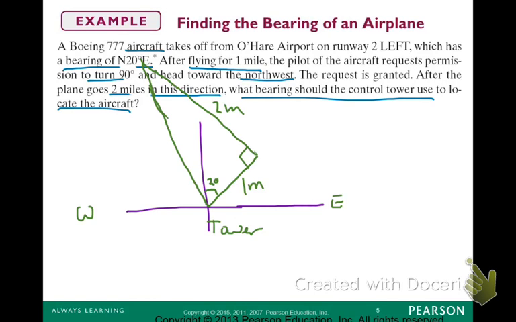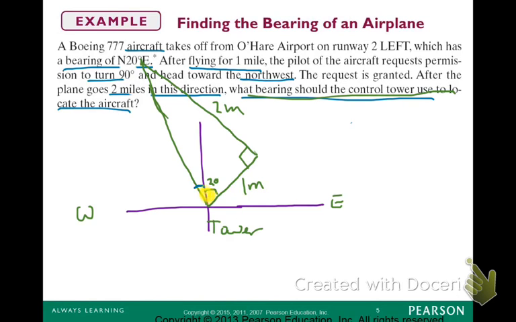All right, so at this point up here, where the plane is now, what bearing should the control tower use to locate the aircraft? So now they basically have a new bearing, and remember, your bearing is off of your north-south line, so now what we're looking for is this angle here. Remember, this is not drawn to scale, okay? So this is really not drawn, but that's what. Okay, so now what we need to do, let's talk a minute here about what we're going to do.